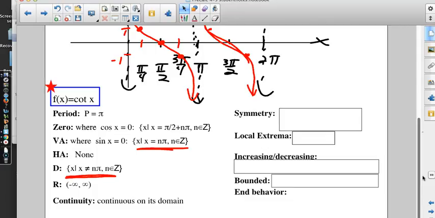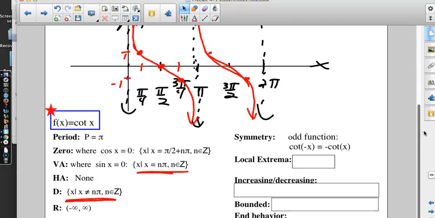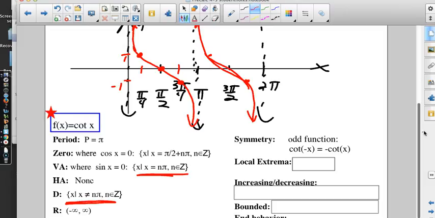Symmetry. Taking a look at this one. Is it symmetric with respect to the origin? No. Is it going to be even with respect to the y-axis? It's an odd function, but it's very weird when we think about it. How does this really work? So that we get that odd symmetry.